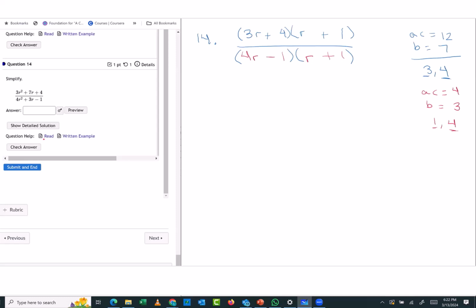If you didn't follow that, take the long steps. This cancels with this, and I get 3r plus 4 divided by 4r minus 1. And that is my final answer.